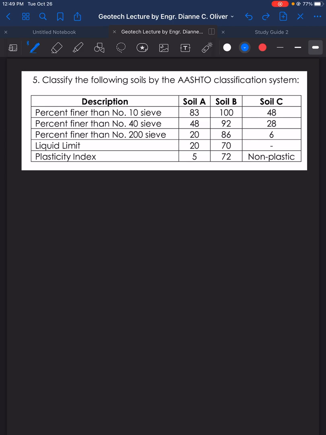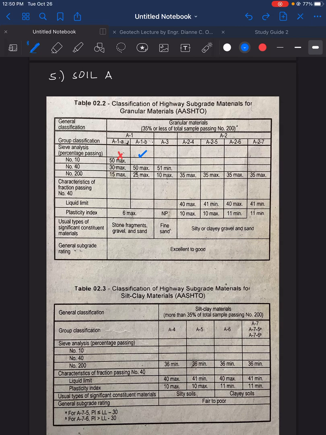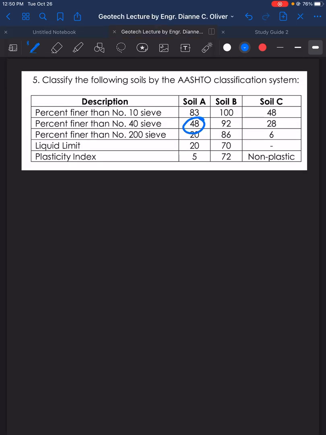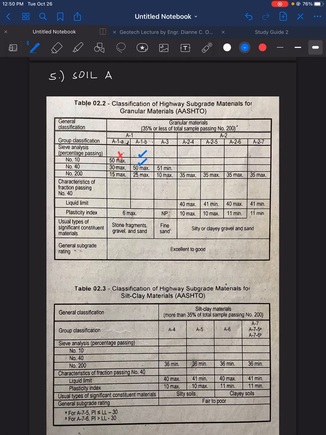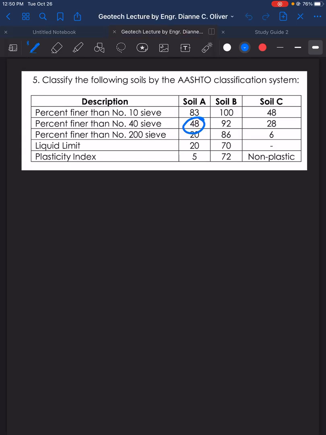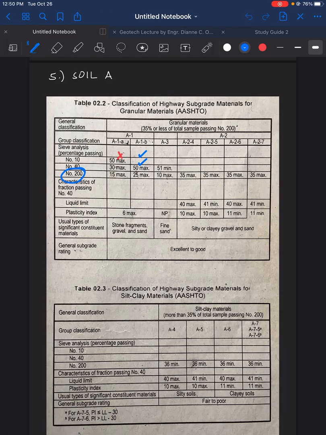Next, let's go to number 40, sieve number 40. Sieve number 40 has percent passing 48. So A-1-A is already eliminated. Does 50% max satisfy this 48? Yes. Next, let's go to number 200. For number 200, we have a percent passing of 20. Percent finer of 20. Here is 25 max, satisfying that? Yes, it is.